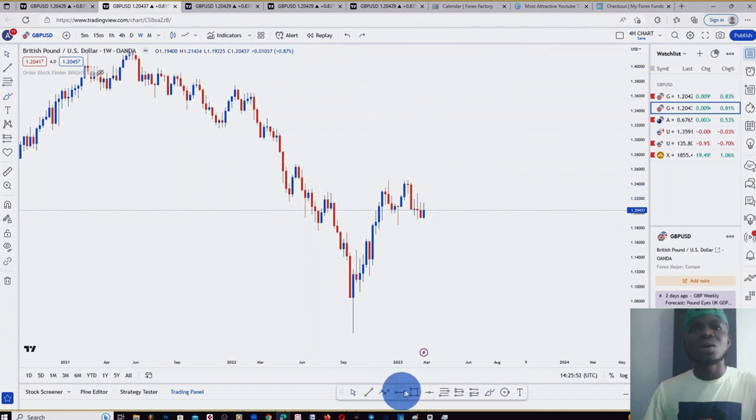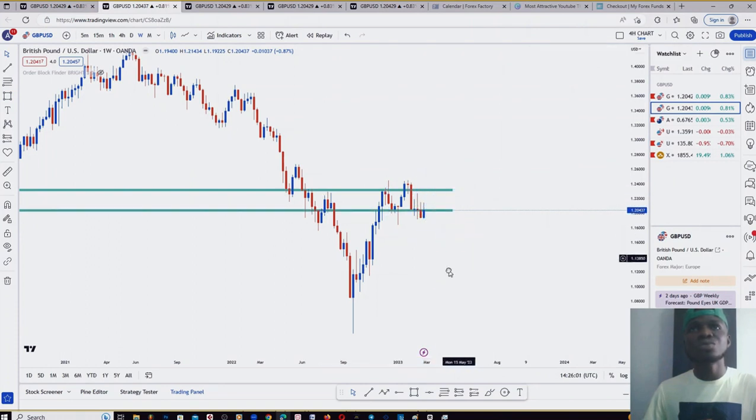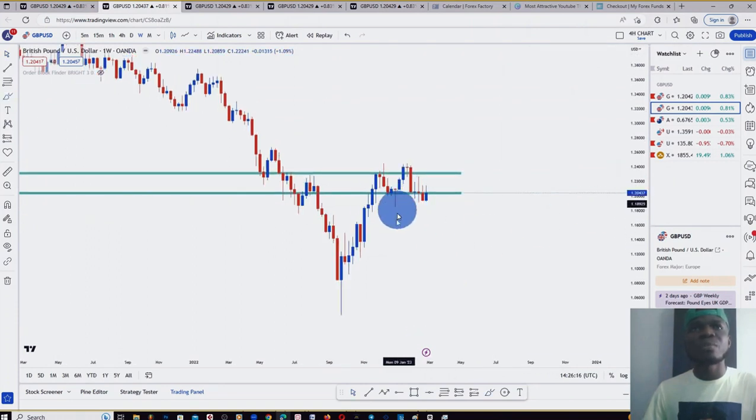Let's mark out our major levels on the weekly time frame. This is major level 1, major level 2, and if we look at the structure of the market on the weekly time frame, we can see that the market has been in a bullish structure from this zone, a higher high, higher low, higher high, higher low, then we have a higher high, then we have a lower low.